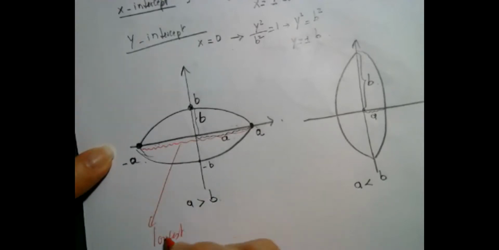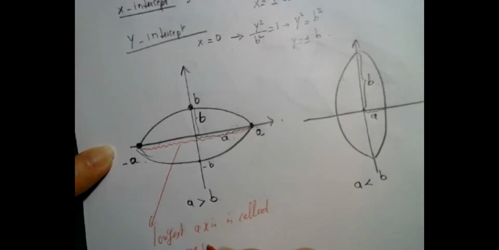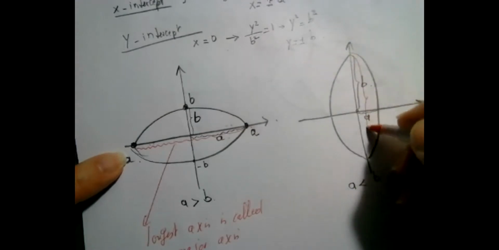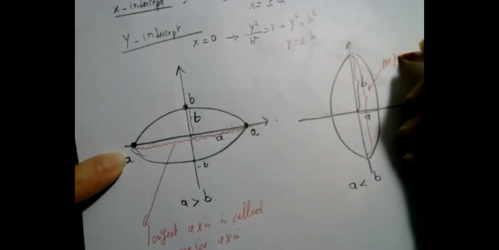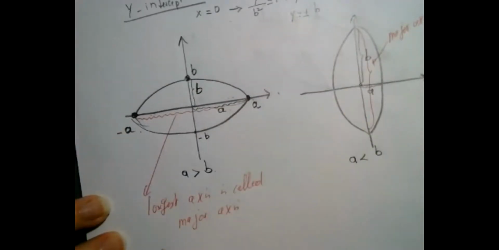So I draw it on the picture. The longest axis is called the major axis. It means this axis here is called the major. In this problem, when it's elongated vertically, this is called the major axis of the ellipse. And then there is something we call the minor axis, the shortest axis in the ellipse, is called the minor axis.